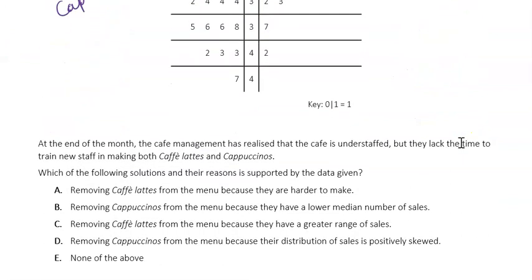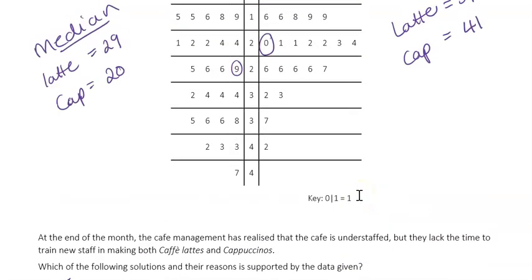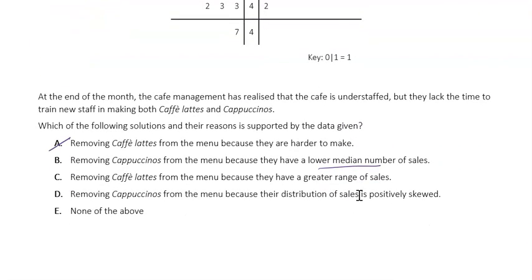So if we look at the options here, A, remove cafe lattes from the menu because they are harder to make. The data doesn't tell us anything about how difficult they are. B, removing cappuccinos from the menu because they have a lower median number of sales. So checking our medians, yes, that is a possibility. Okay, so that's a possible answer there.